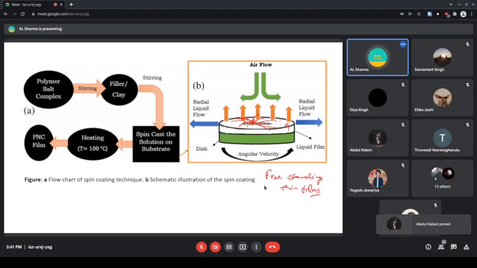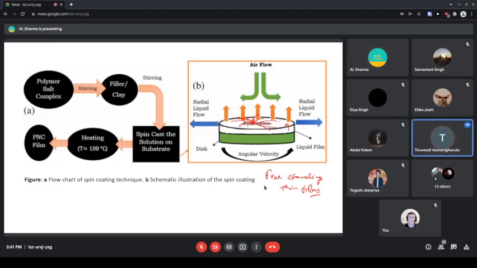Is it okay? Sir, can I ask one thing? May I know your name? I think Bira. Yeah, sir. It's okay. Yeah, Bira, please. Sir, here we are putting a solution on that glass plate and giving it angular velocity. Will the solution not go out of this glass plate? Is it not possible?